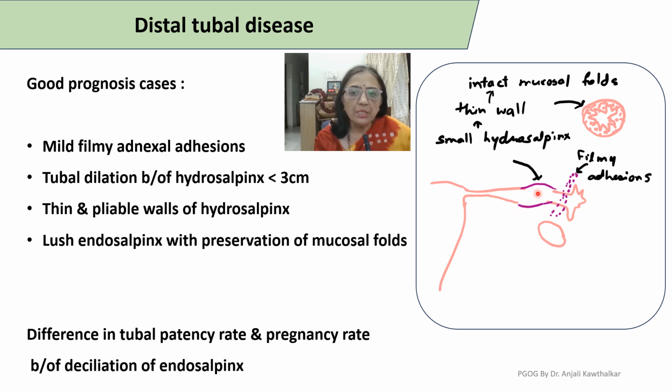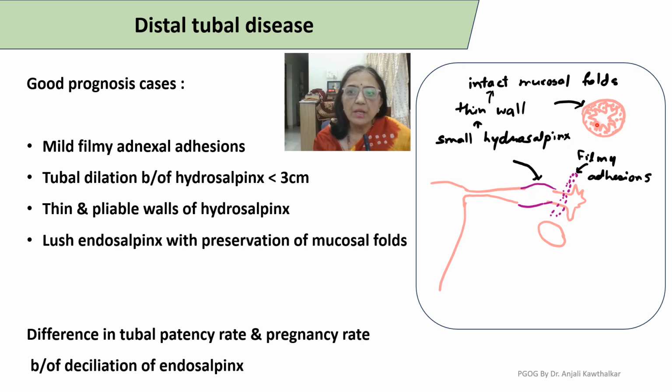Whenever we open this hydrosalpinx laparoscopically, a lush endosalpinx is visualized. We can even visualize the presence of mucosal folds, which is indicative of a good prognosis case. That means the chances of success in achieving a pregnancy are high whenever all these factors are present. Though adhesions are there, these are very fine adhesions. Tubal dilatation because of the tubal block is leading to a hydrosalpinx which is small, less than 3 centimeters, with a thin wall, and lush endosalpinx with presence of mucosal folds.